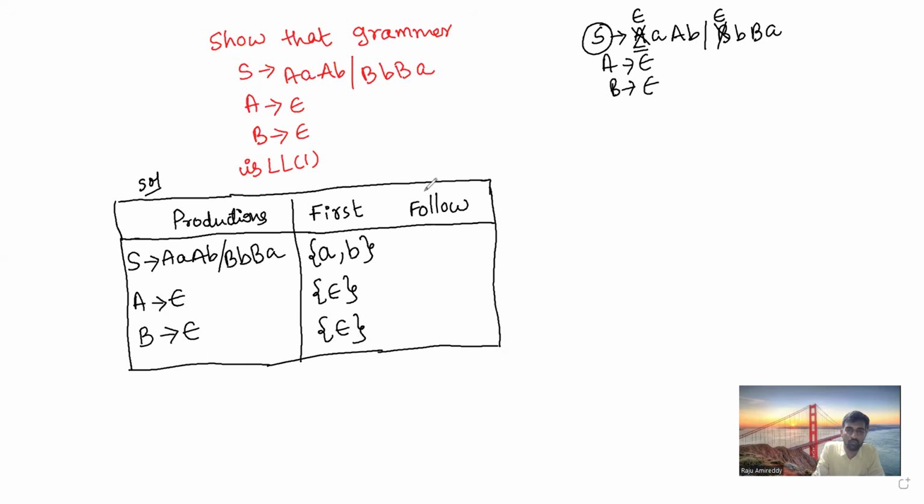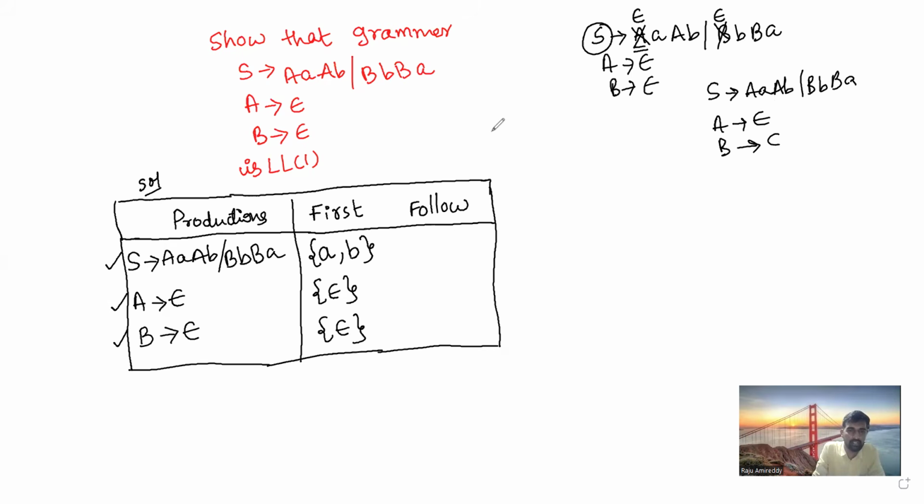Now, when you go with the follow, again the given productions are S → AAAB | BBBA, A → ε, B → ε. When we are finding follow, first we find the follow of S, then we'll go with the follow of A, then the follow of B.